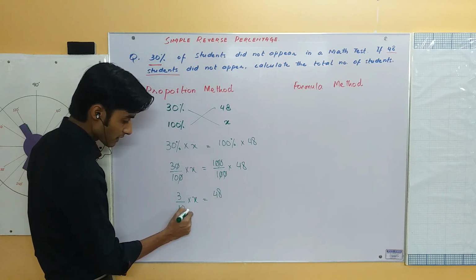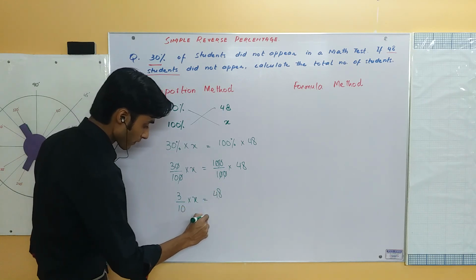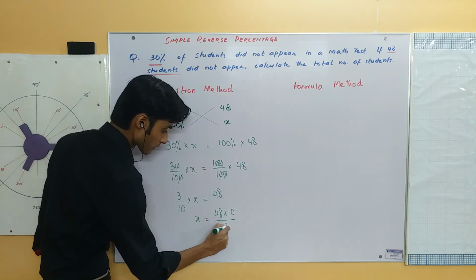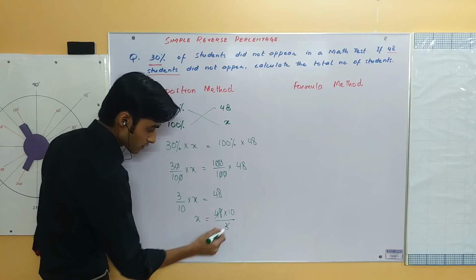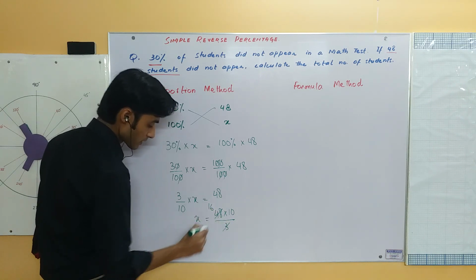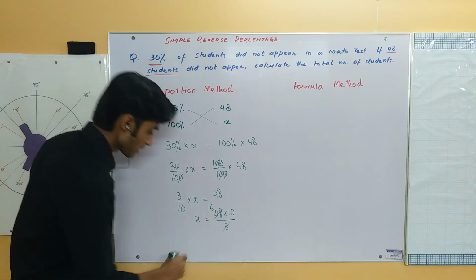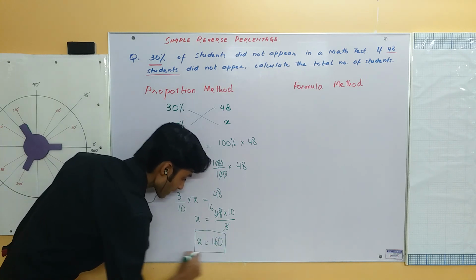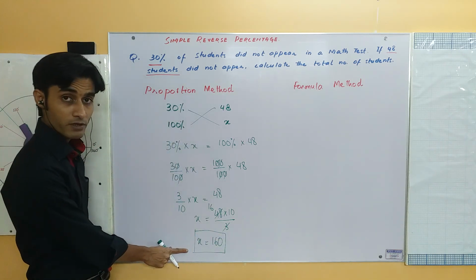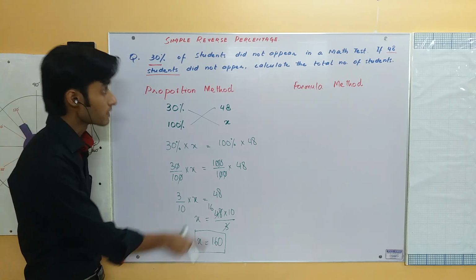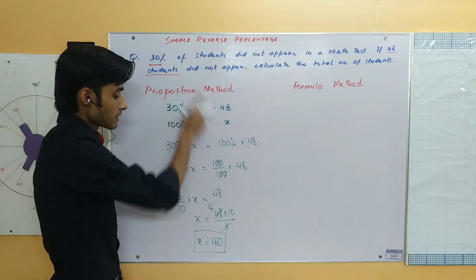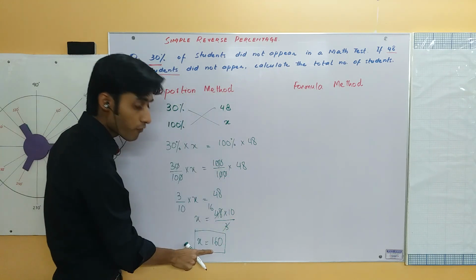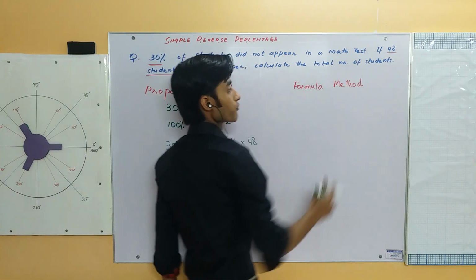Now I need to find the value of x. They both will be moved over there. So 48 multiplied by 10 over 3, and I cancel these two. 48 divided by 3 is 16, and the total number of students was 160. There were 160 students overall in the class, and 48 students is 30% of this. 30% of 160 is 48.